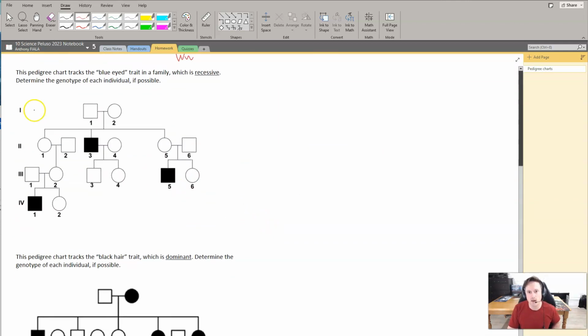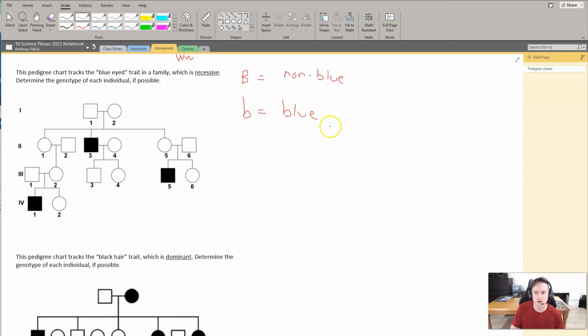Let's look at the next one. This pedigree chart tracks the blue-eyed trait, which is recessive. Determine the genotype of each individual if possible. So it doesn't say what dominant is, but that's okay. So we can say little b is going to be blue, and big B is going to be non-blue. Just because it doesn't specify what the other eye color is, but essentially this is tracking blue, which is considered recessive.